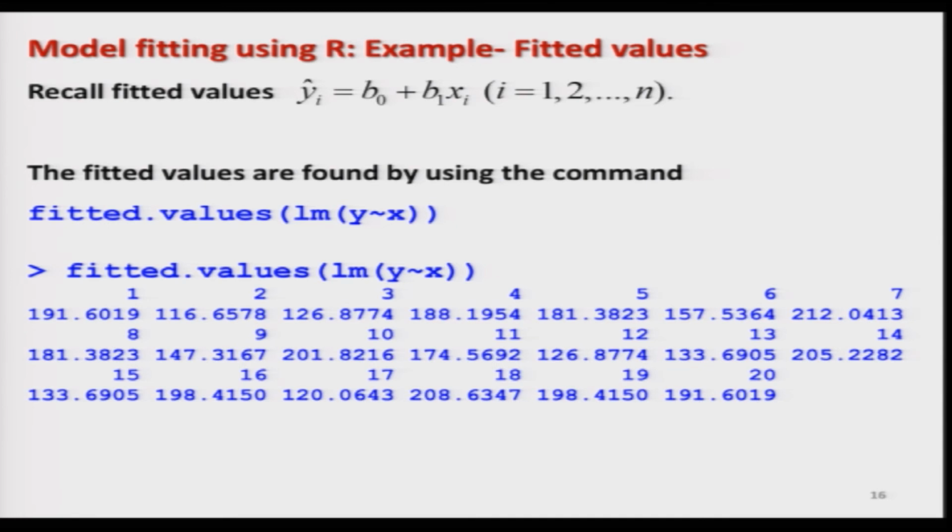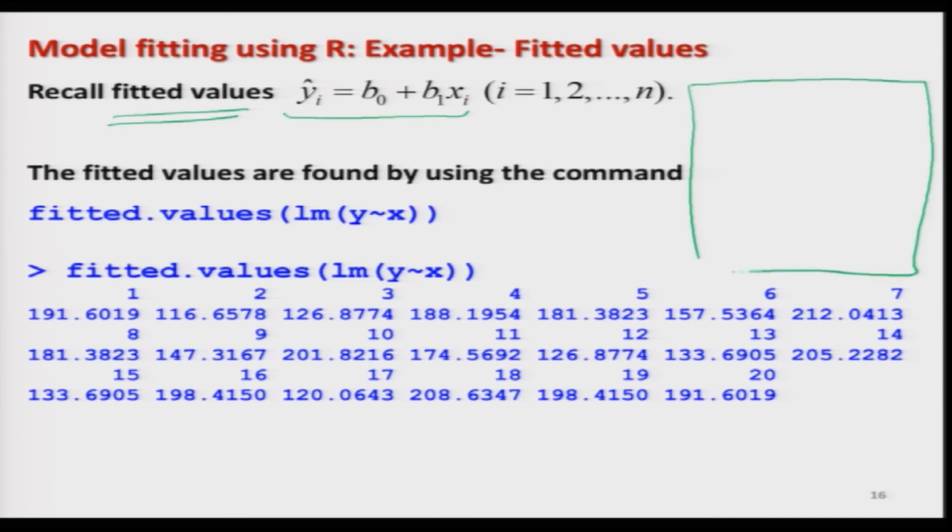Now suppose your interest is only in finding out the fitted values. What do you really mean by fitted values? These values are obtained by this expression, yi hat is equal to b0 plus b1 xi. What does it actually mean? I try to explain it with a very simple thing.